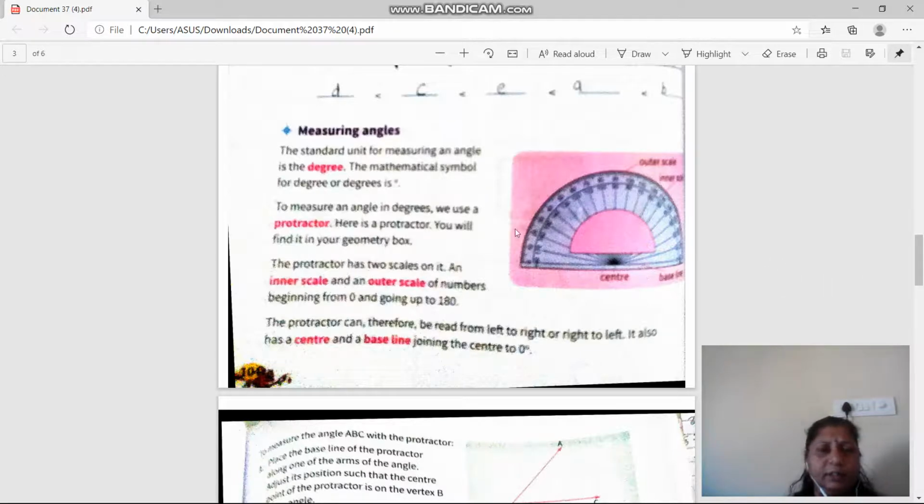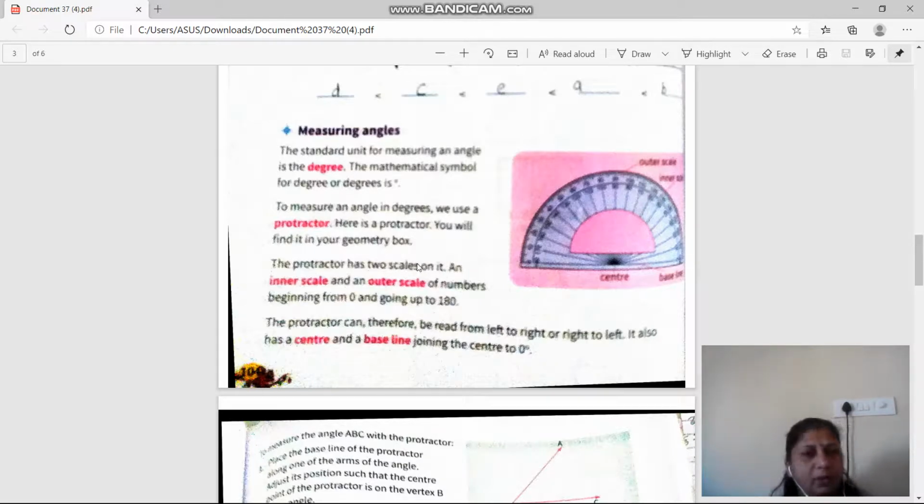The mathematical symbol for degree is a small 0. You can see here it is a smaller one, the picture is blurred, but if you see in the book, you can understand it is a smaller 0. So this is the symbol of degree. Get it? Next, to measure an angle in degrees, we use a protractor. Most of the time you call it a D, but it is not a D. We have to say it is a protractor. You will find it in your geometry box.